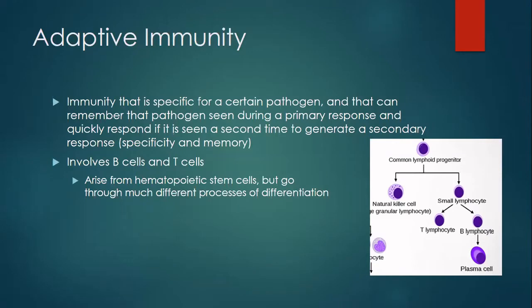Adaptive immunity involves B cells and T cells. They arise just like the innate immune cells from hematopoietic stem cells in the bone marrow, but they go through a much different process of differentiation.